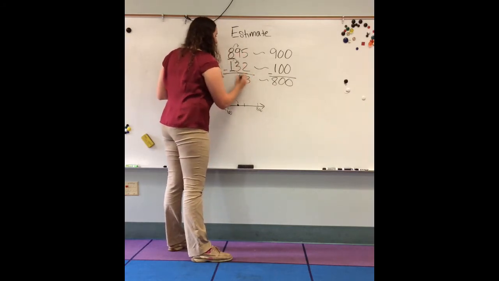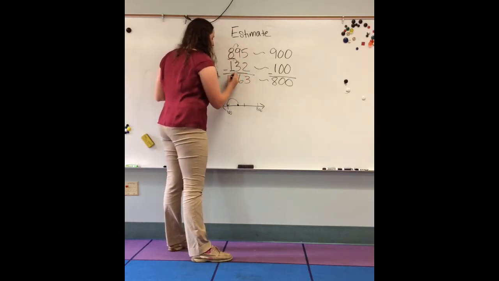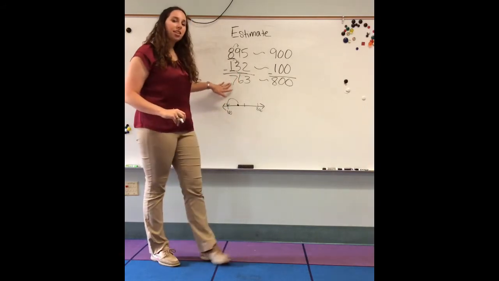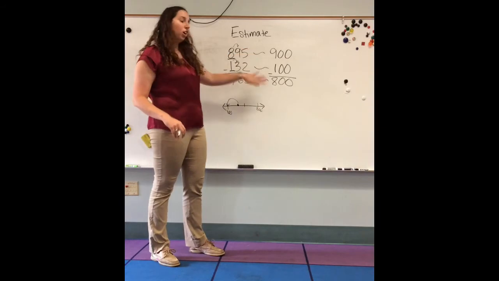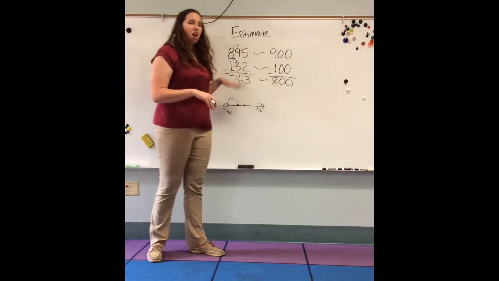9 minus 3 is 6. 8 minus 1 is 7. 763. That's pretty close to 800. So we did a good job of finding the estimate of this problem.